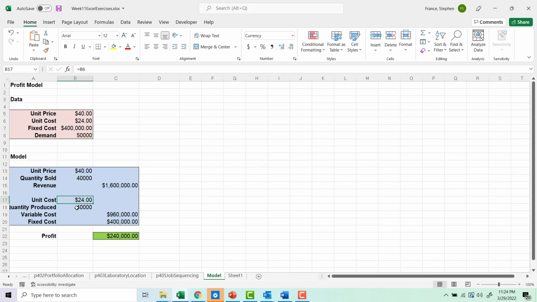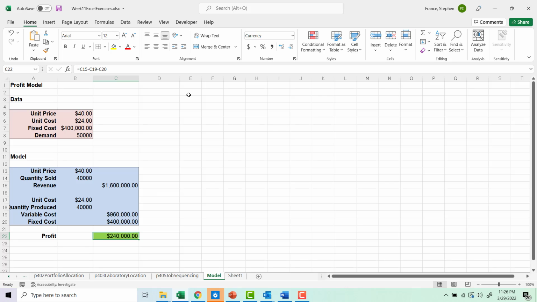And then we have the unit cost, the quantity produced, and then we can calculate our variable cost. So this is how many we produce. So we got 40,000 here, and our variable cost is basically the number we produce times how much it costs to produce a unit. Just a quick note on the quantity sold: it's the minimum of the actual demand and how many we produce. We obviously can't sell more than the actual demand. And then we've got the variable cost, the fixed cost, the revenue.